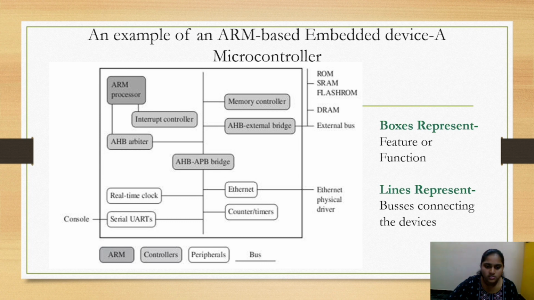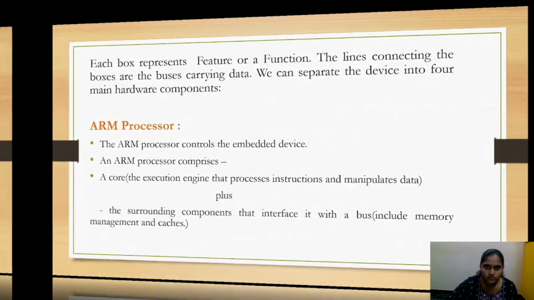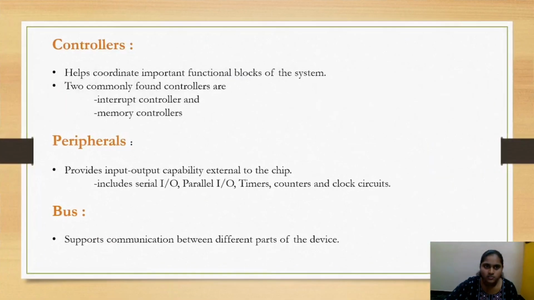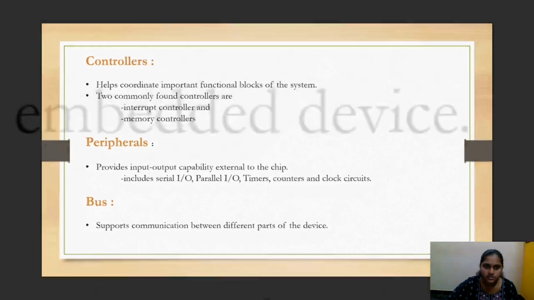AHB external bridge is used for connecting with external bus. AHB APB bridge is used. AHB is nothing but Advanced High Performance Bus, and APB is nothing but Advanced Peripheral Bus. Here controllers and peripherals are used. Each box represents a feature or a function. The lines connecting the boxes are the buses carrying data. We can separate the device into four main hardware components, which are ARM processor, controllers, peripherals, bus.